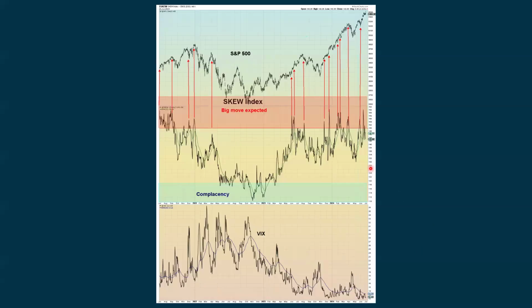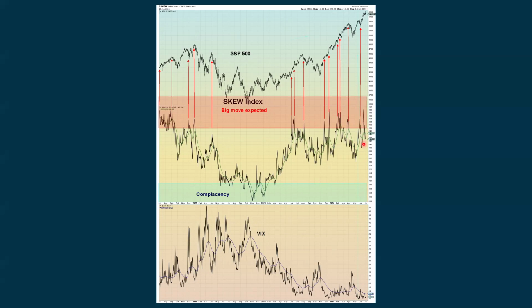Then I was showing this a while ago. This is called the skew index. Now the VIX calculates using at the money options. The skew index looks at out of the money options. And when we get up into this red area, the market is expecting some kind of a big move. And recently we did get up into this red area. We haven't really moved all that much, at least to this point. And then we were able to drop down out of the red area.